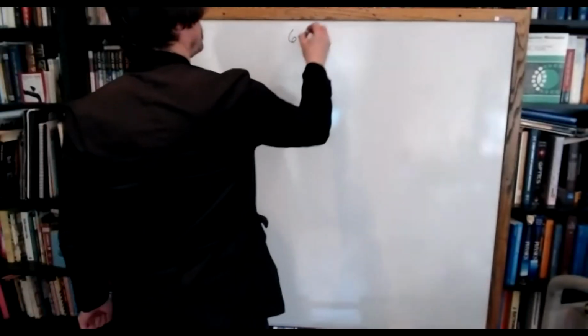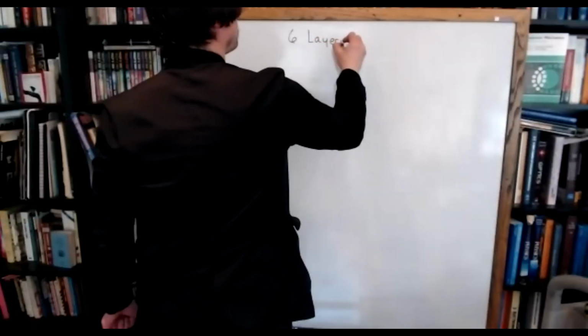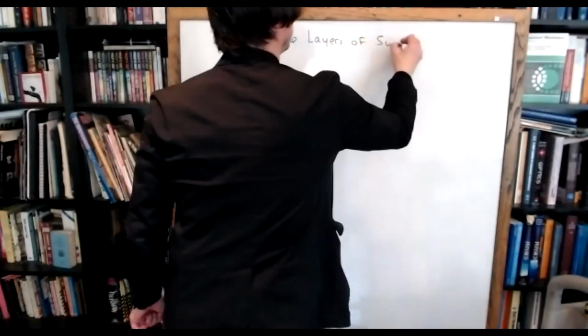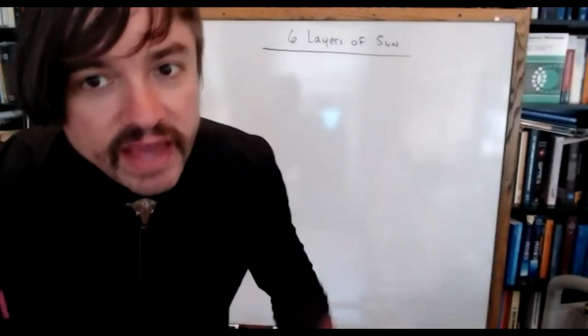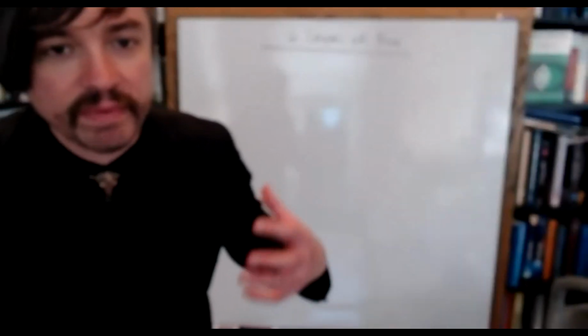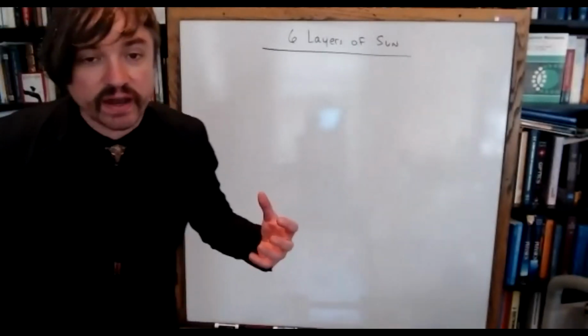Okay, we're going to make an analogy with a planet as we go through these six layers of the sun. We'll talk about each of them. It's important for us to study these layers carefully because after this lecture, we're going to think about differences between other types of stars.